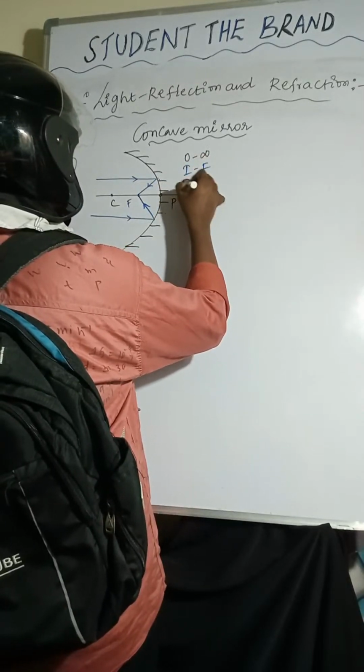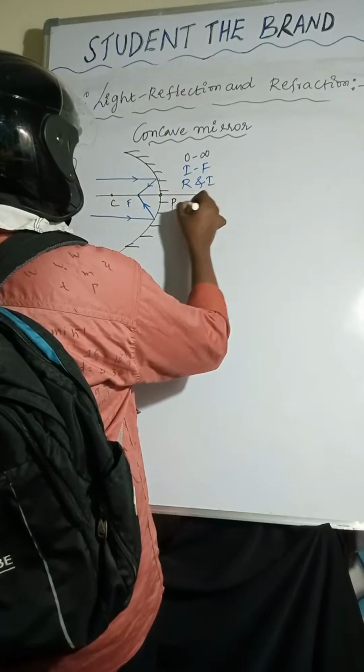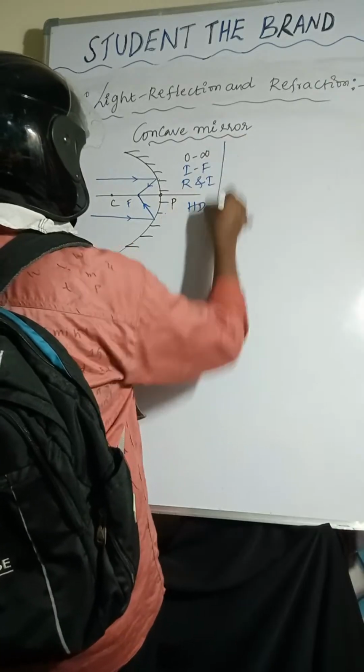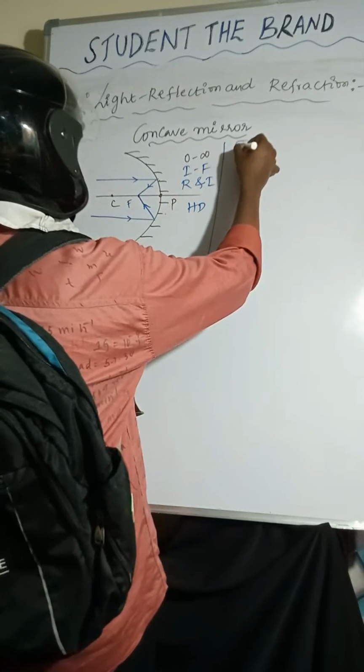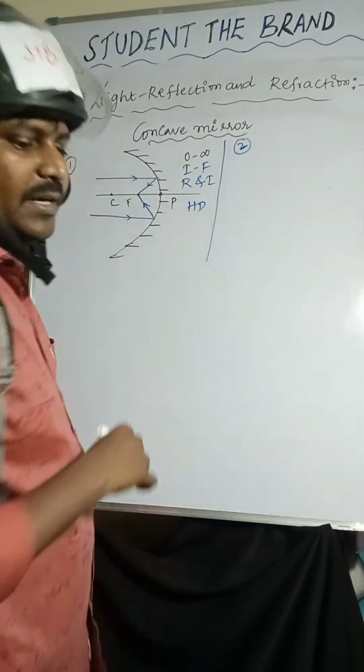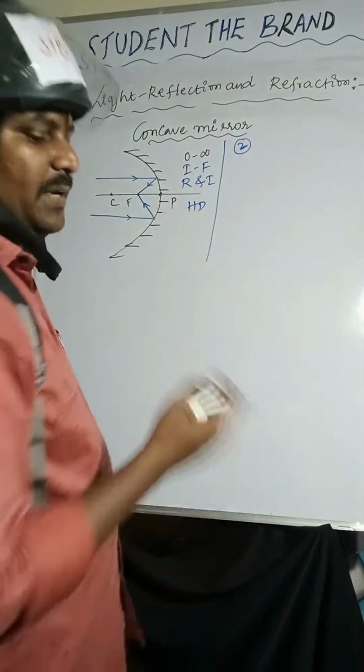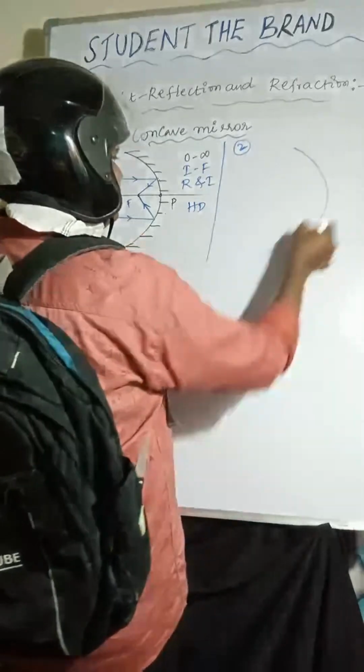Nature of the image is real and inverted, highly diminished. Coming to the next one. Object is placed beyond center of curvature.